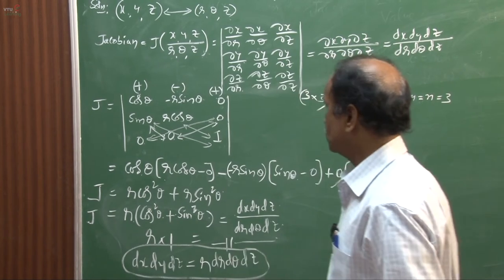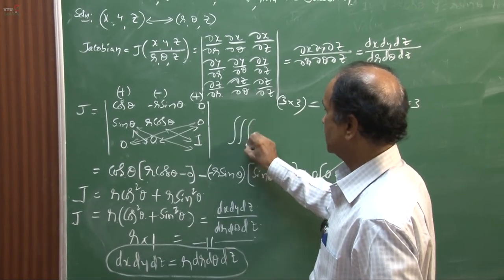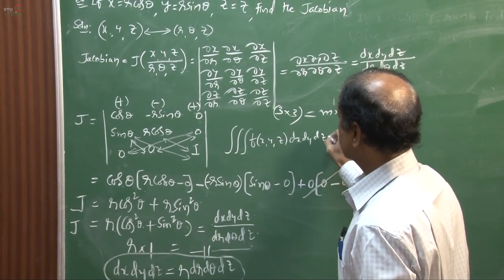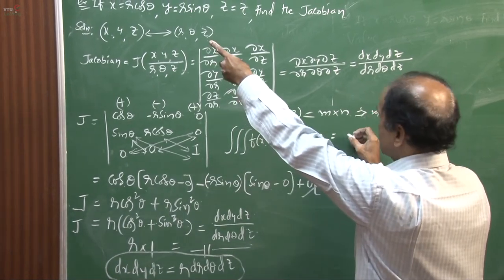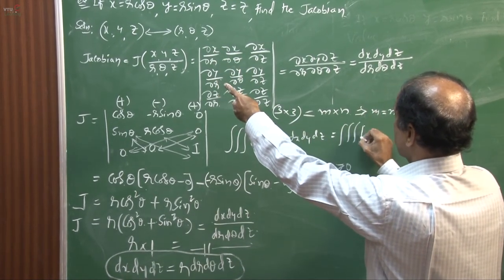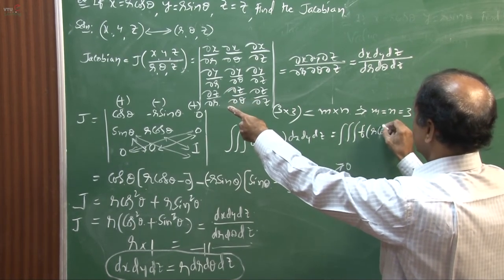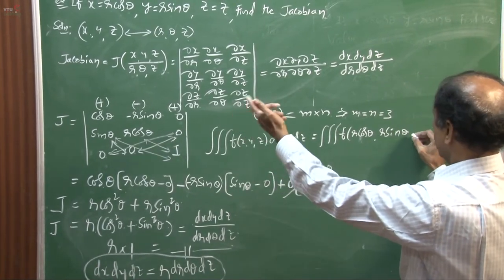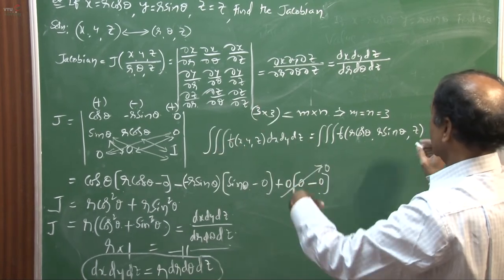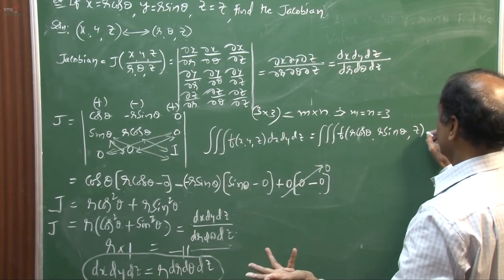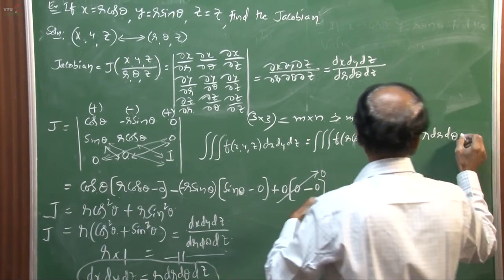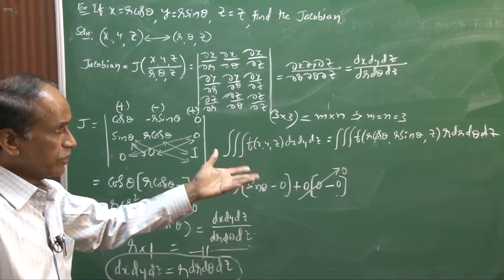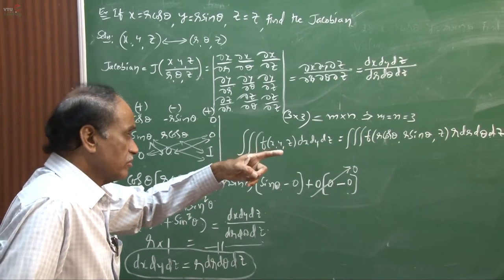So this is what is going to be replaced in the triple integral, that is the triple integral of f of x comma y comma z dx dy dz is equal to the triple integral of f of r cos theta comma r sin theta comma z is equal to z, and it should be in the form of r into dr d theta dz. Hope you are following these things, and this is a very, very important result.